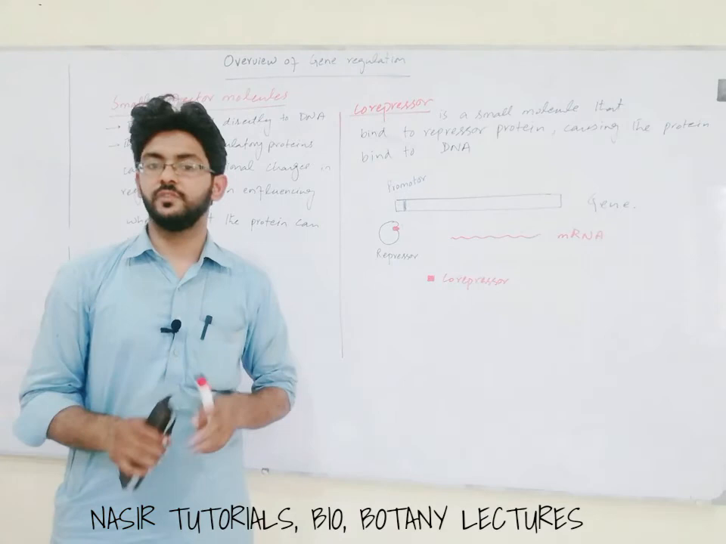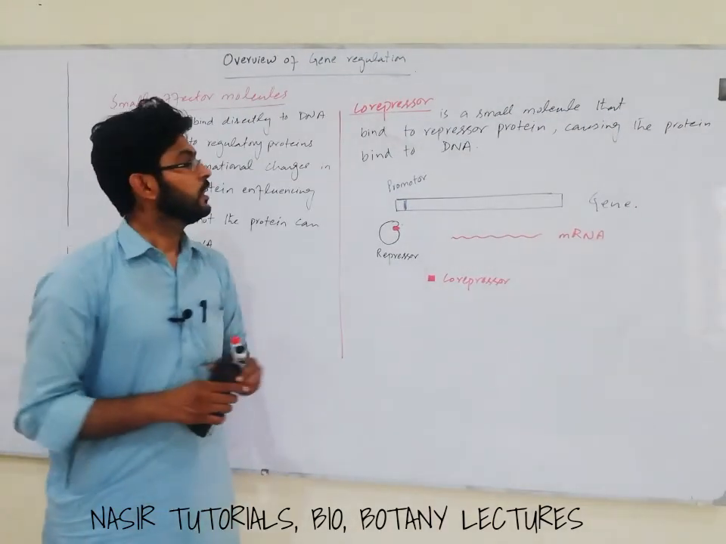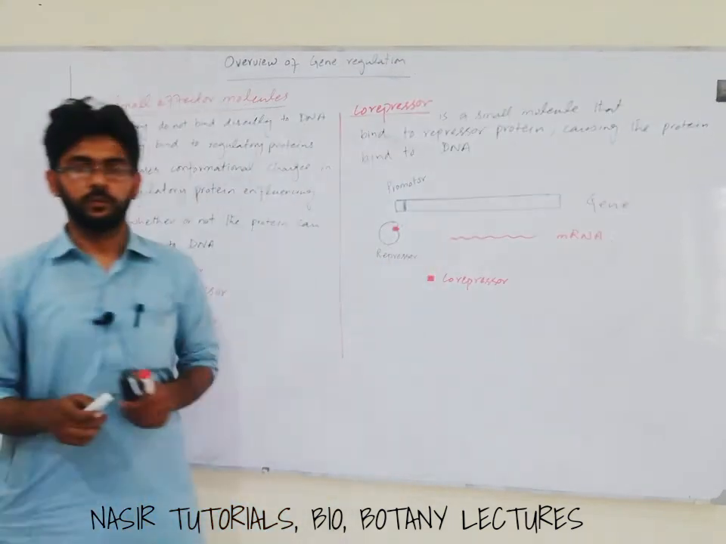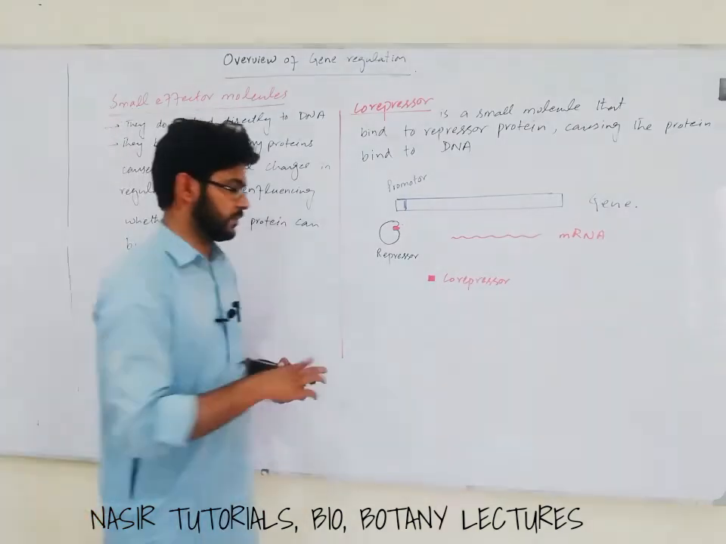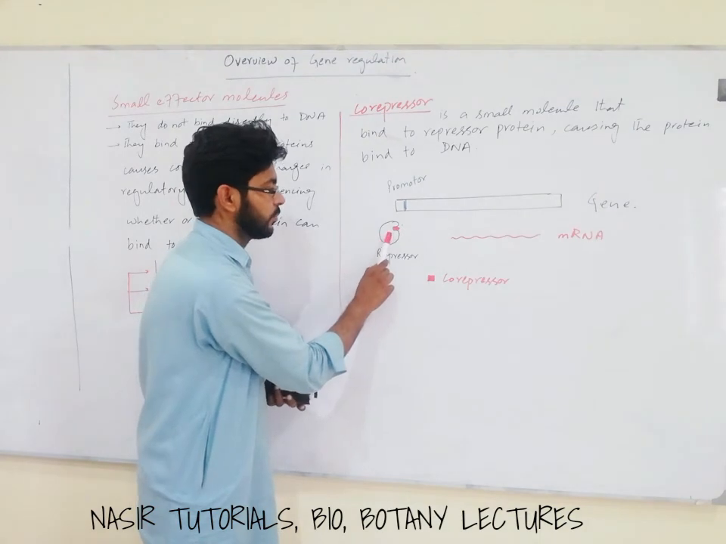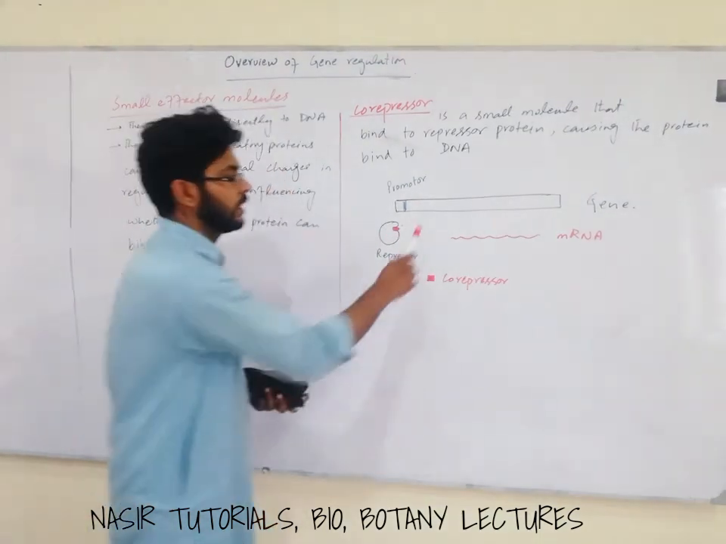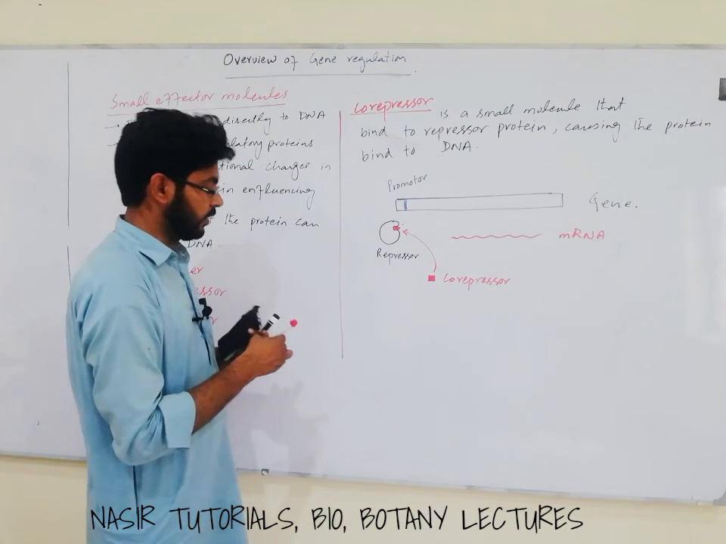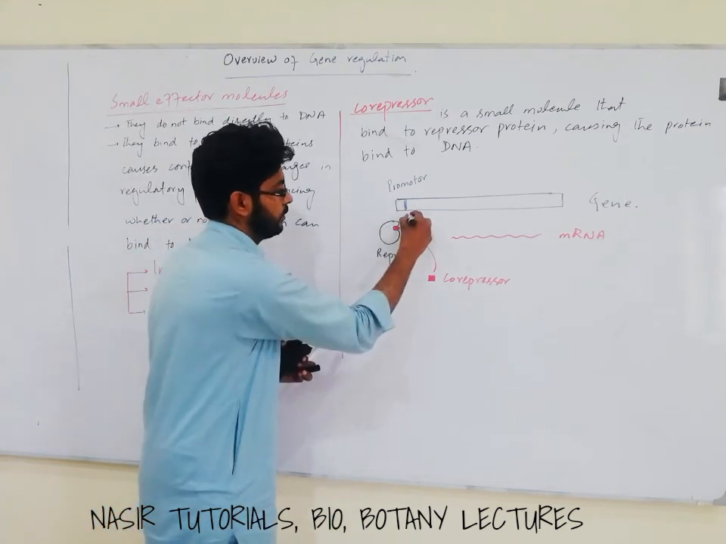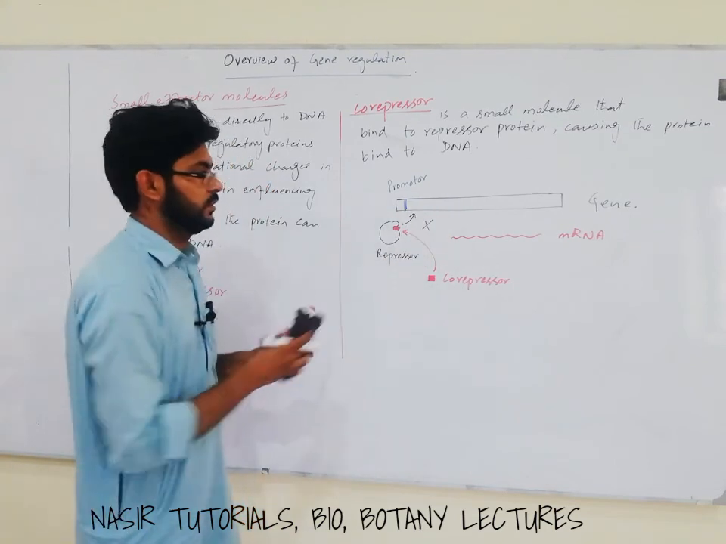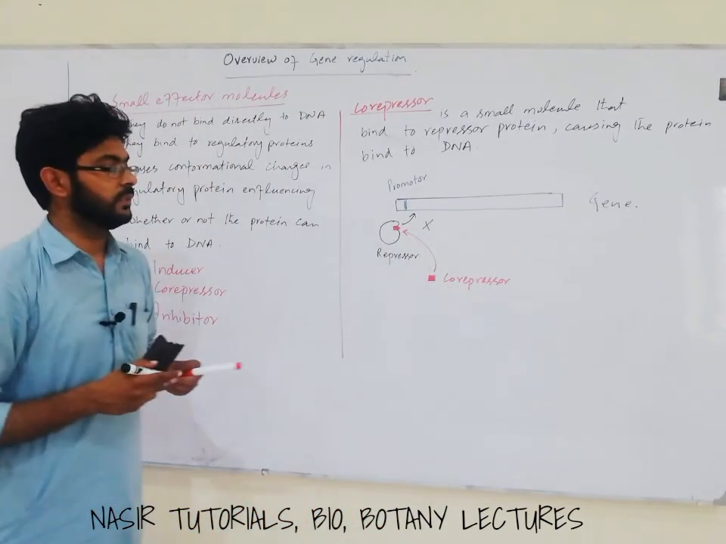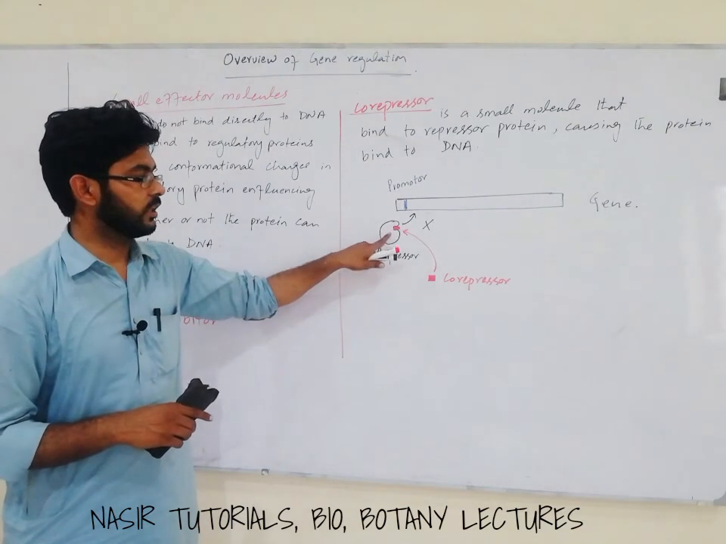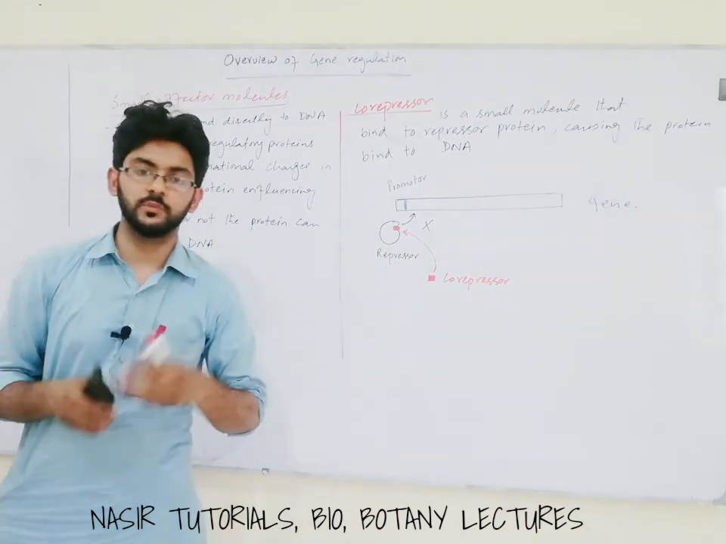The second small effector molecule is co-repressor. Co-repressor is a small molecule that binds to the repressor protein, causing the protein to bind to DNA. In the absence of co-repressor, the repressor protein will not bind to the gene and the gene synthesizes messenger RNA. But in the presence of co-repressor, the repressor protein will bind to the gene and stop the transcription process. Messenger RNA synthesis stops. The co-repressor binds to the repressor protein and activates it, and the repressor protein binds to the gene, which stops the transcription.